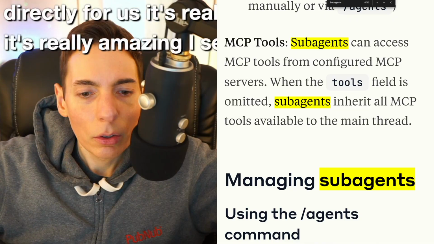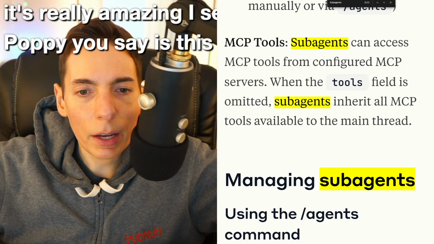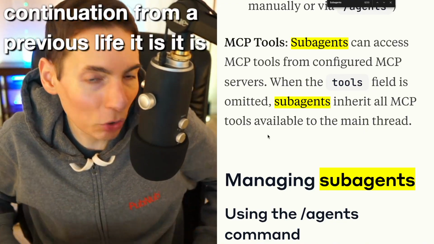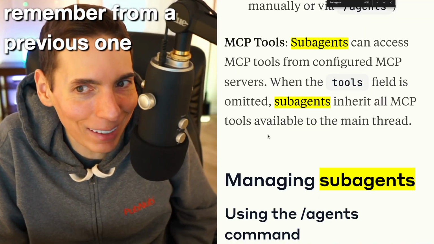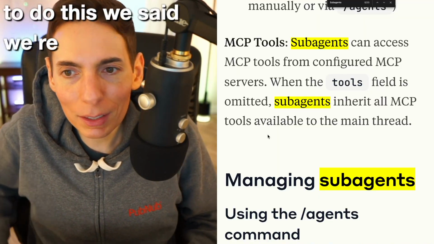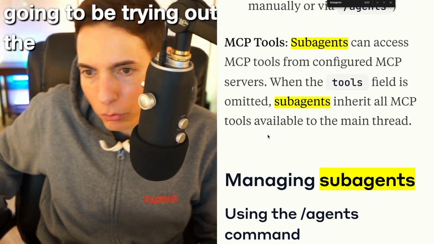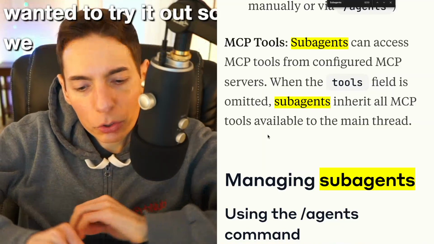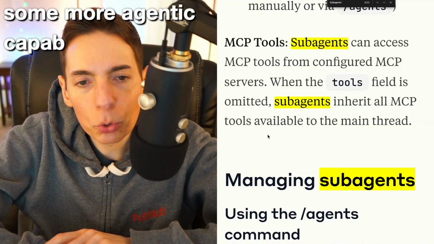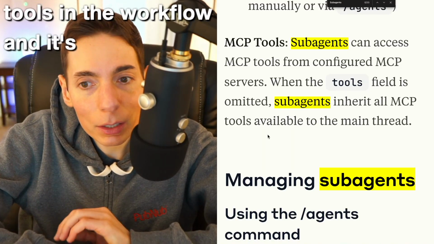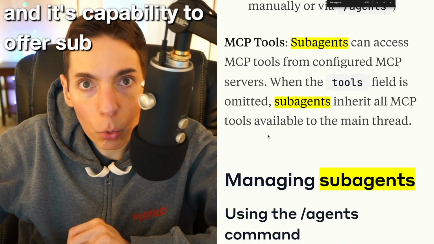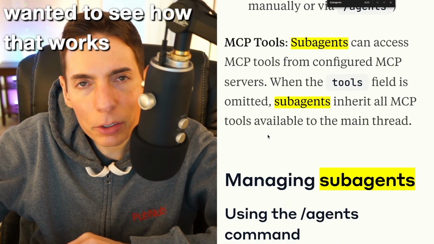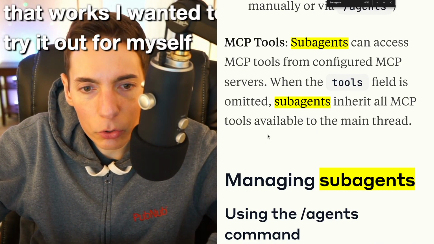See, Poppy, you say, is this live a continuation from a previous live? It is. You're right. If you remember from a previous one, we said we were going to do this. We said we were going to be trying this out from yesterday. We wanted to try it out. So we want to use the more agentic capabilities of these tools in the workflow and its capability to offer sub-agents or multi-agent development. I wanted to try it out for myself and see how good it was.